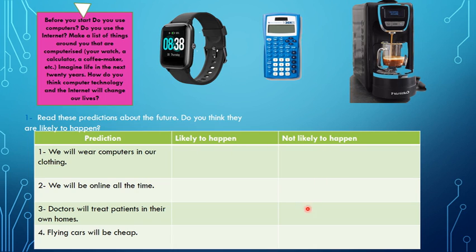Look here, we have this table: likely to happen, not likely to happen. Look at the first sentence: we will wear computers in our clothing. Do you think that is likely to happen? That we will wear computers in our clothing? Yes, I think it is likely to happen. We will be online all the time. And now we are already online all the time.